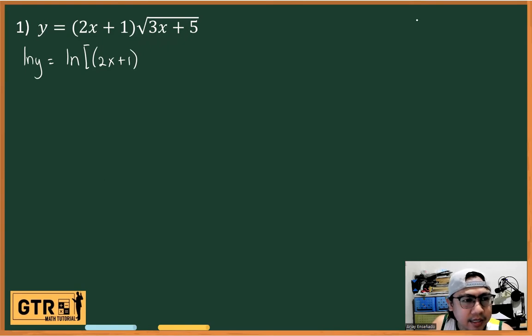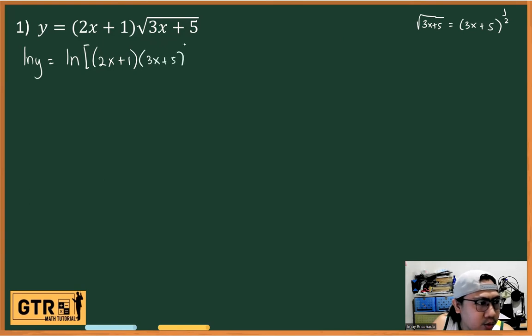This can be written in rational exponent, square root of 3x plus 5, that is equal to 3x plus 5 raised to 1/2. Okay? So, this is equal to times 3x plus 5 raised to 1/2. Then we will apply the laws of logarithm. So we have ln of m times n. So that is equal to ln m plus ln n.